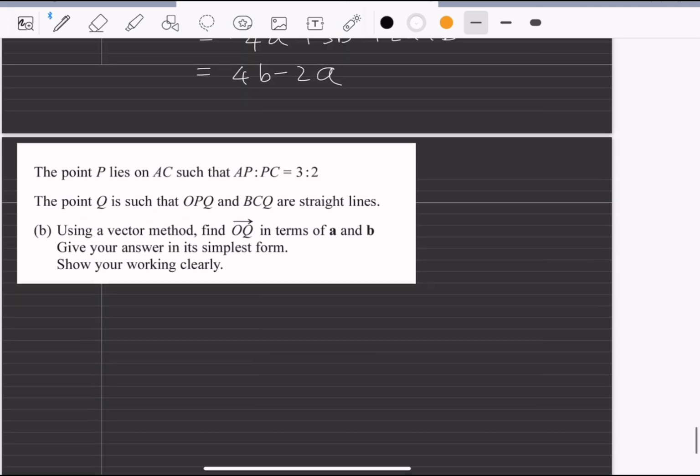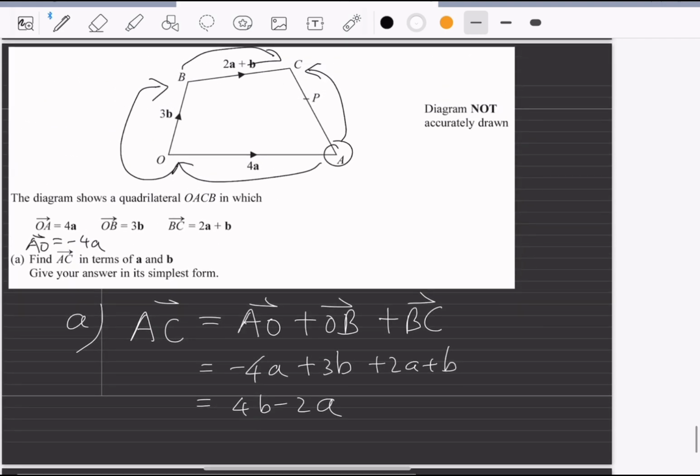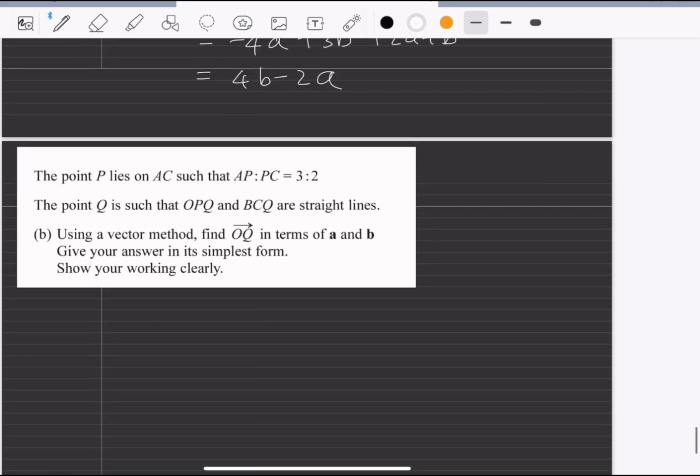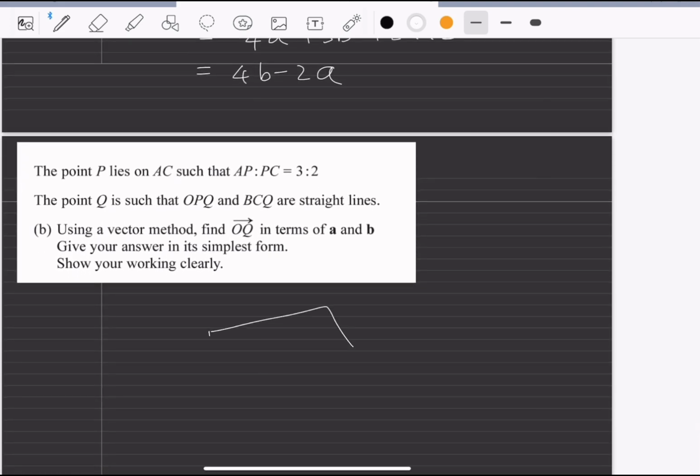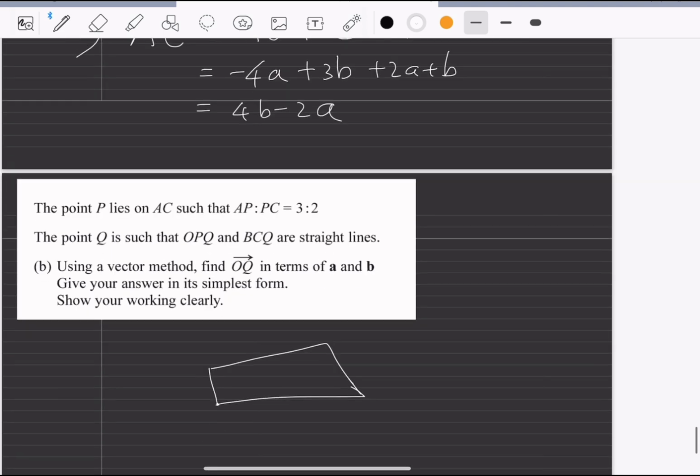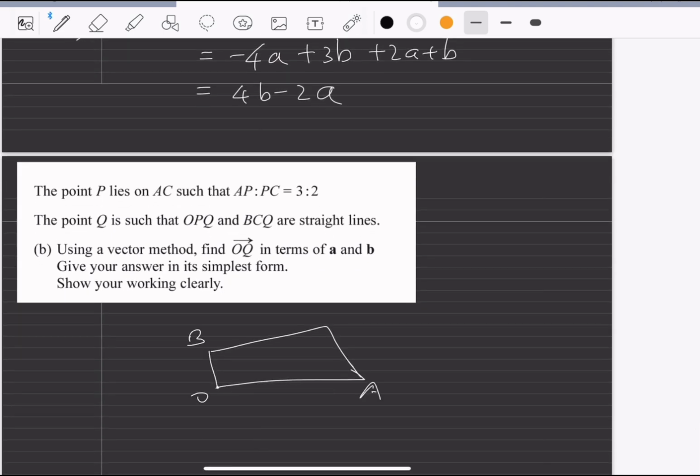And so you may wonder, P has already been marked on this quadrilateral. Where is Q? So Q, you need to construct that point. Let's just sketch this quadrilateral. Okay, and those are A, O, B, and C. We know P is a point, AP to PC is 3 to 2. But also we know Q is a point on the extension of OP and BC. Okay, Q is a point here.